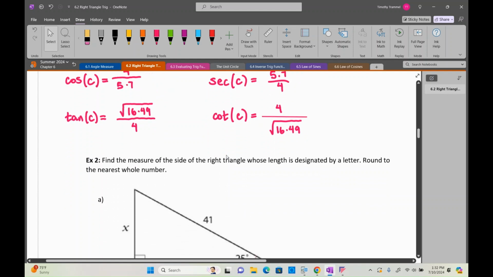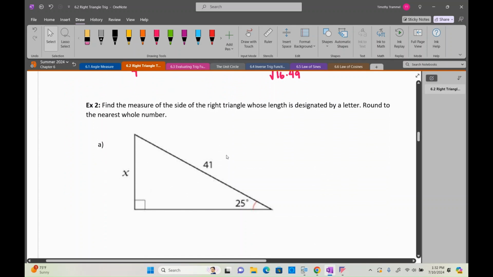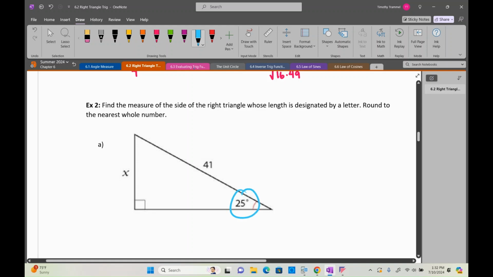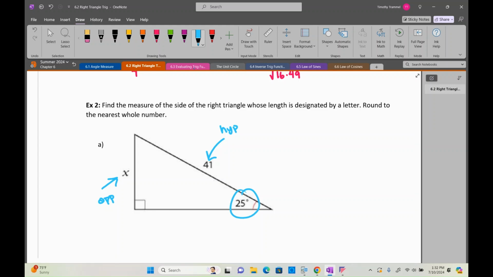So let's go ahead and give another problem a try here. This time we want to find the measure of the side of the right triangles whose length is designated by a letter, round to the nearest whole number. So we're trying to solve for x here. We want to think to ourselves, if this is our angle, what do we call these two sides? Well, we call this one the hypotenuse. We call this one the opposite side. And so we need to ask ourselves, what trig function involves the hypotenuse and the opposite side? Well, that should be sine.